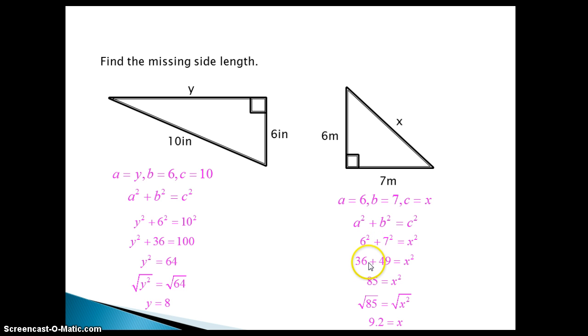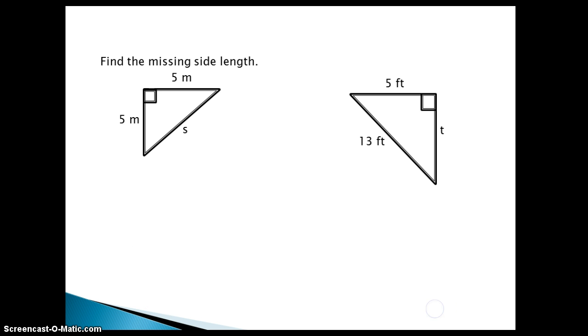Evaluating, 6 squared is 36, 7 squared is 49, and of course we don't know x squared. Combine those to get 85 is x squared, and the same thing, square root. We're going to square root both sides, and we get x is approximately 9.2. So our hypotenuse is about 9.2 meters in this case.